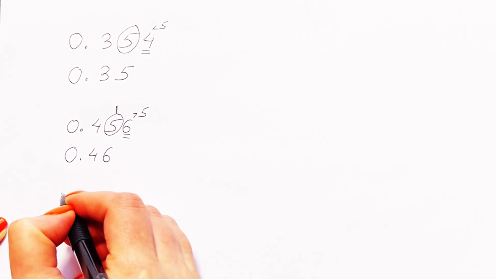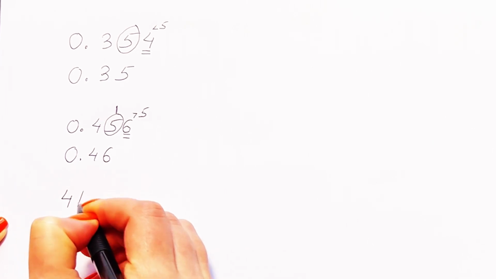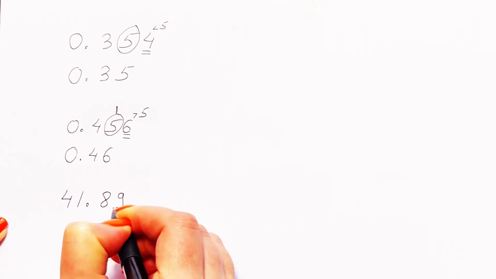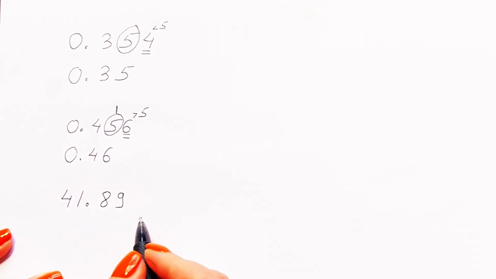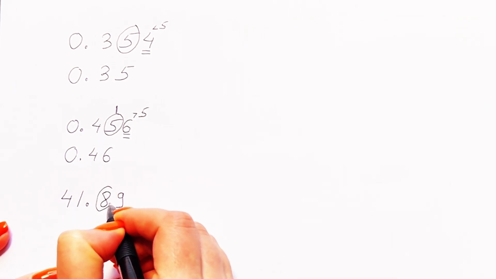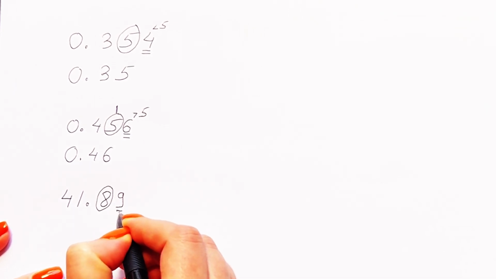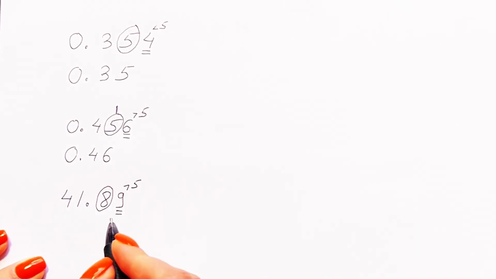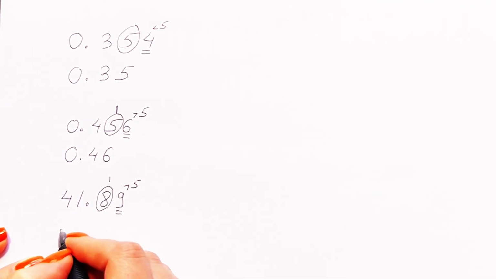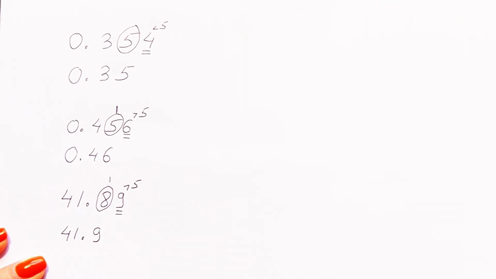Let's do another example. I have 41 and 89 hundredths. And I want to round it to the nearest tens place. Let's circle the tens place. The next digit is greater than 5. It means I'm gonna round it up. So it will become 41 and 9 tenths.